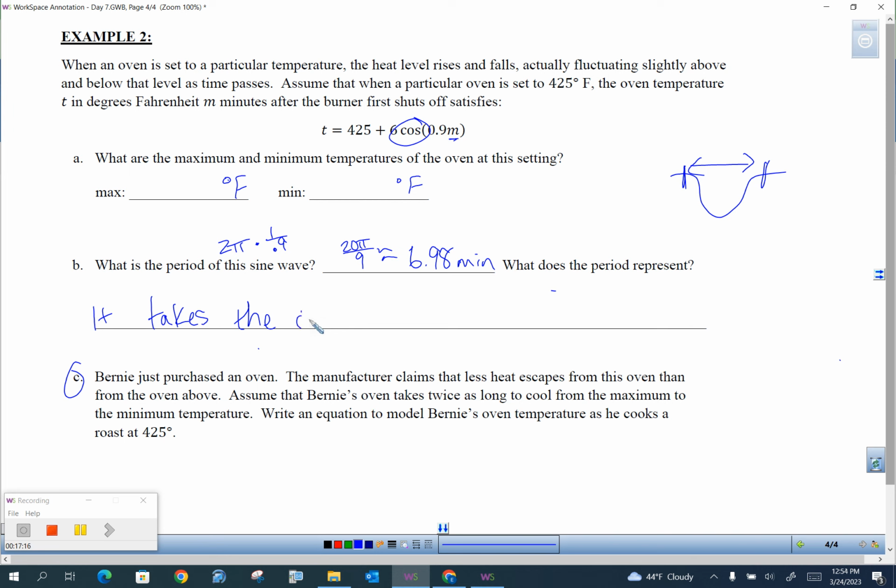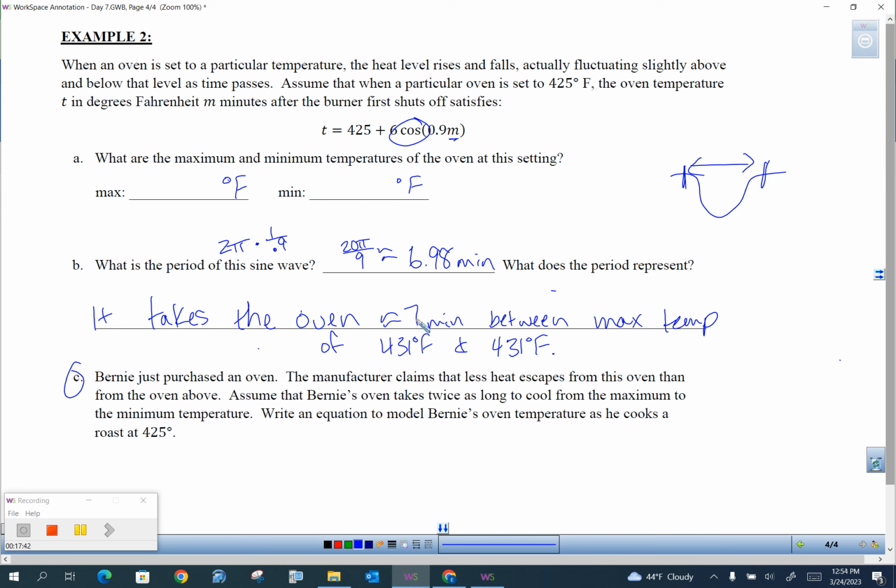So we can say it takes the oven about 7 minutes between max temp. For us it was 431. And when it hits it again. Could have said min as well. You could have said to cycle through all of the values and back to wherever it started. Okay, lots of different ways to express that.